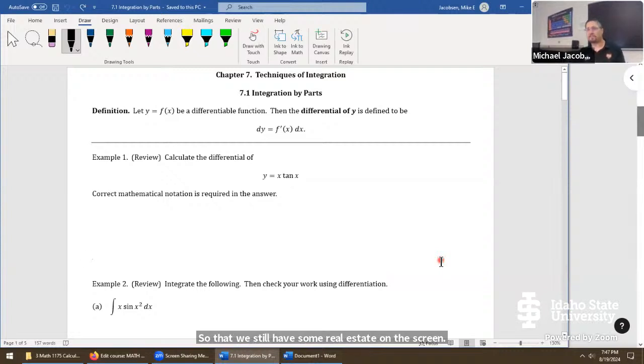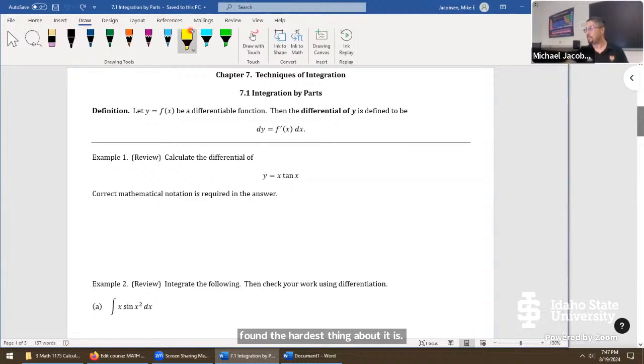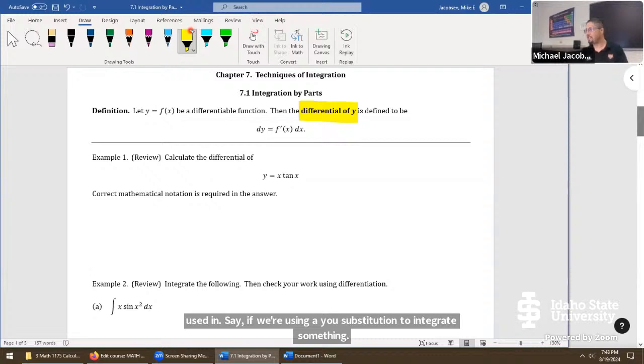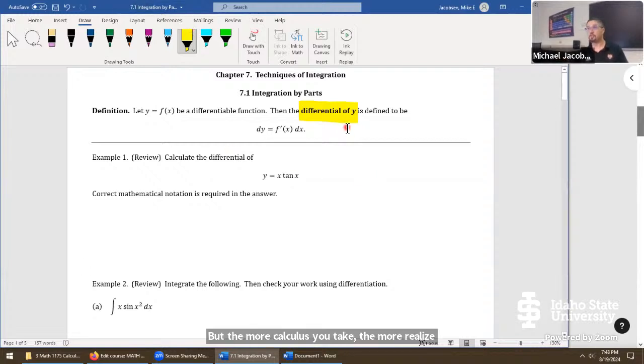For me, I've taught this Calculus 2 class several times, and I found the hardest thing about it is really just getting started with the idea of a differential. We deal with differentials a lot in Calculus 1. It's used in, say, if we're using a U substitution to integrate something. But the more calculus you take, the more you realize the idea of a differential shows up more and more often. Already in integration by parts, we're handling 2 differentials simultaneously. So this is a great place to start.